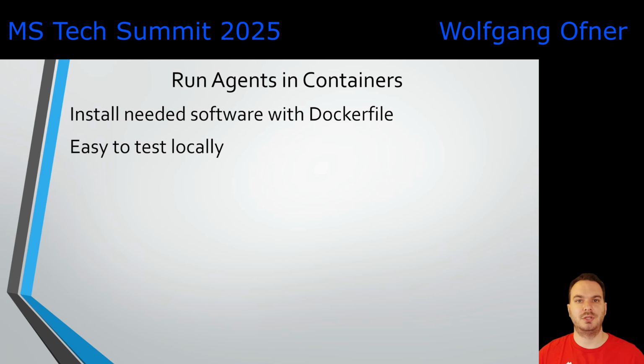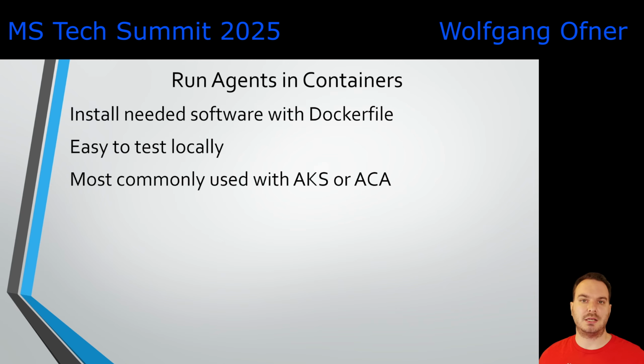Using the agent in a container is very easy for local testing because you only have to run the container and everything is already configured inside this container. You don't have to figure out how to install the agent or connect it to your Azure DevOps environment. In a production environment, you often use Azure Kubernetes Service or Azure Container Apps to run your container. And then you use KEDA, the Kubernetes event-driven autoscaler, to scale the pods or the containers of your agent.